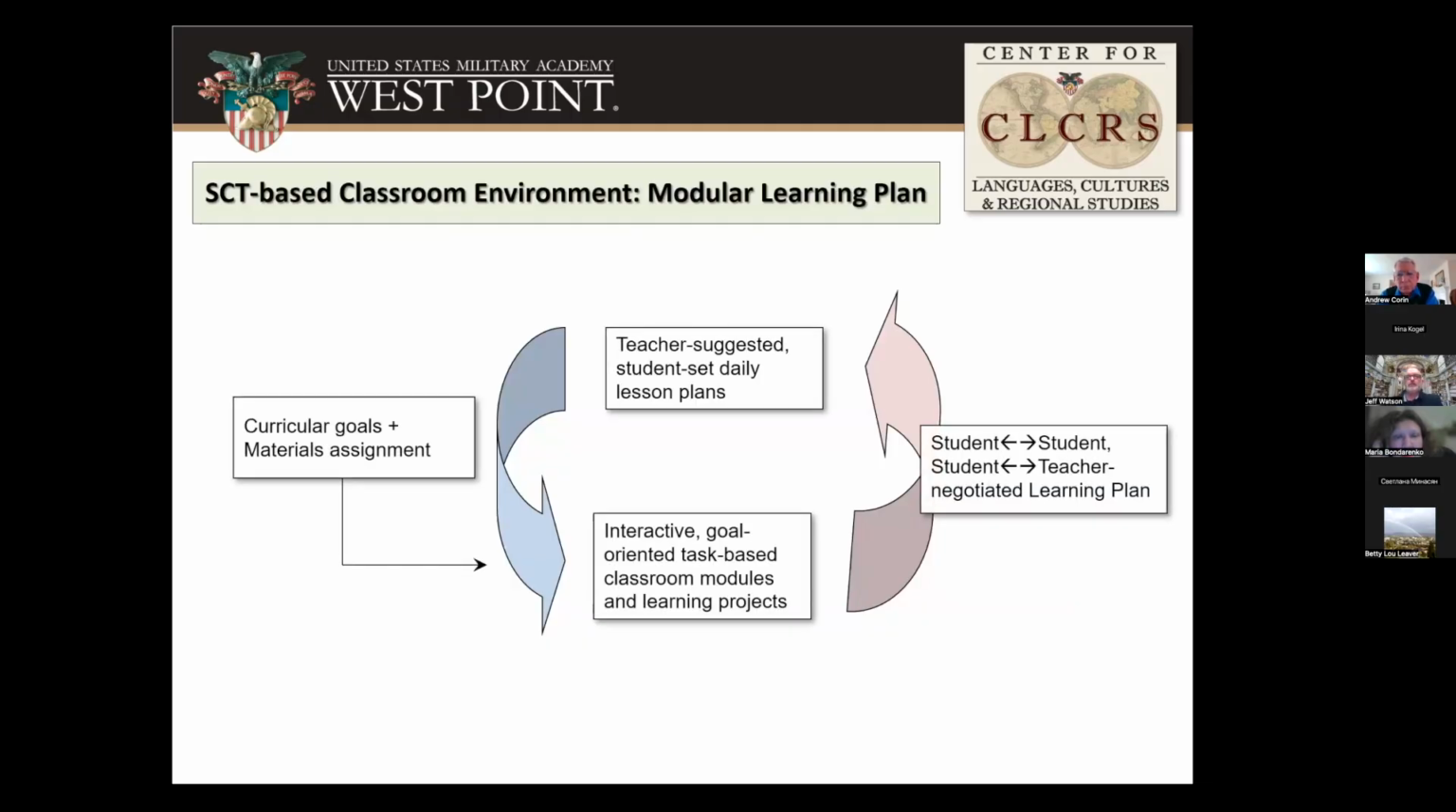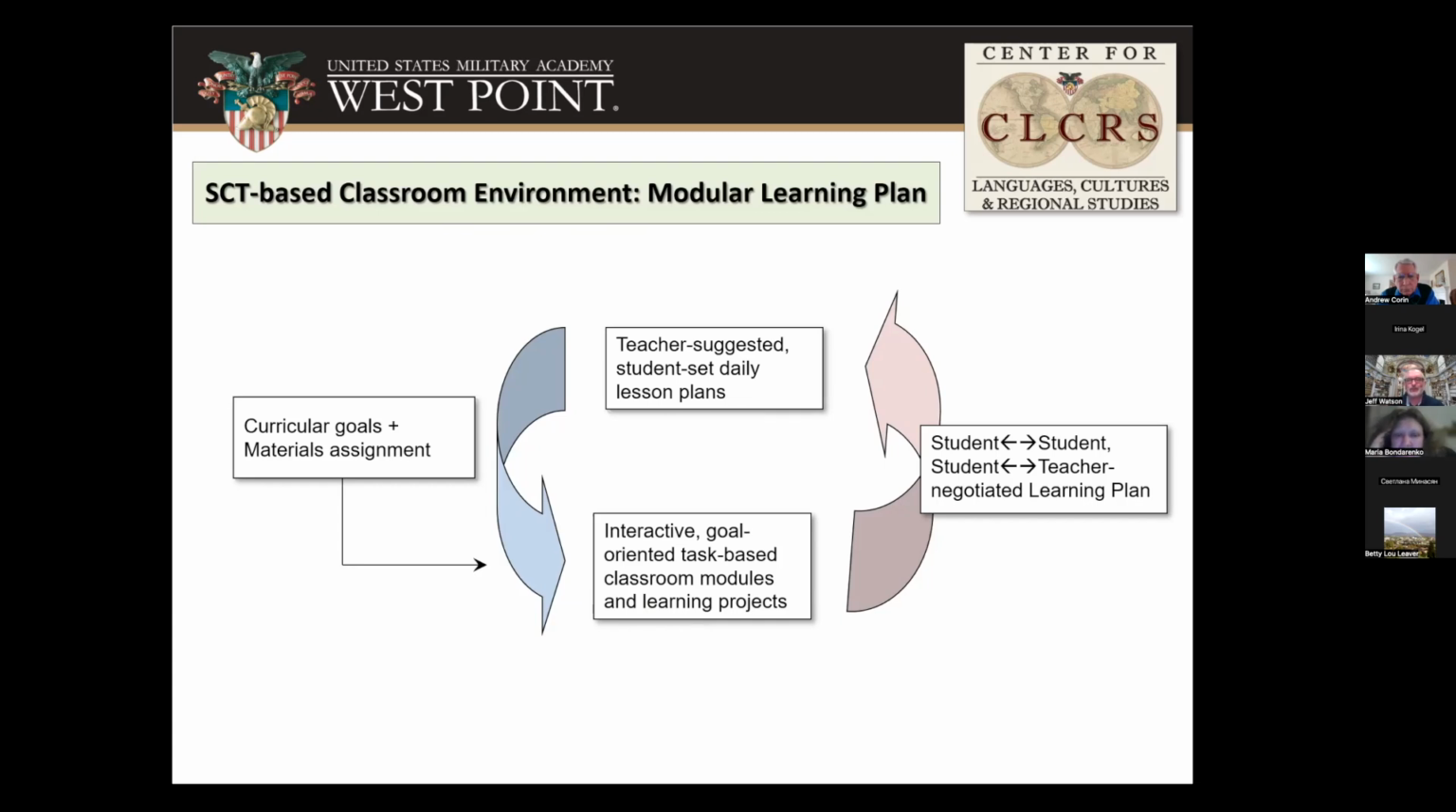So similar to what Dr. Bondarenko was talking about, the modular learning plan is a fluid process, and it repeats itself at several points throughout the semester. We start, of course, with curricular goals, discussing the materials, assigning the materials that we need.